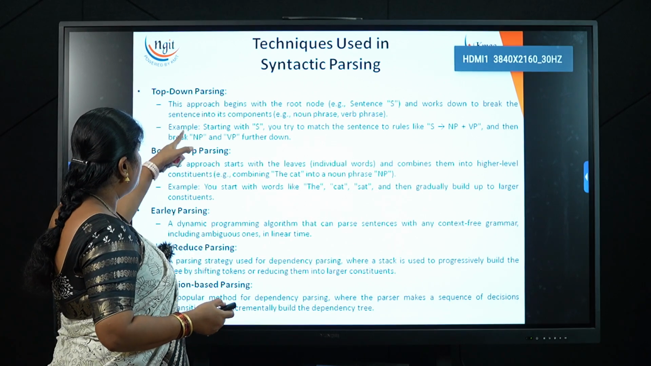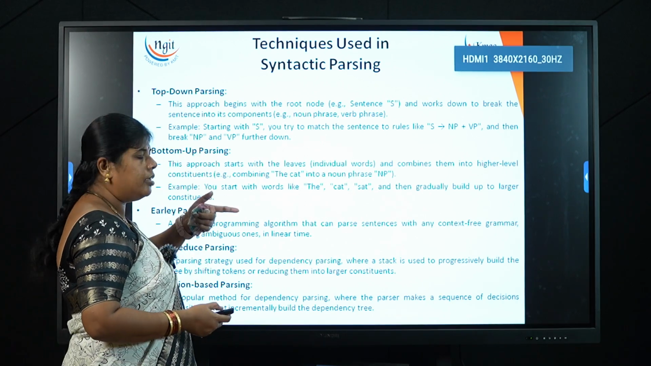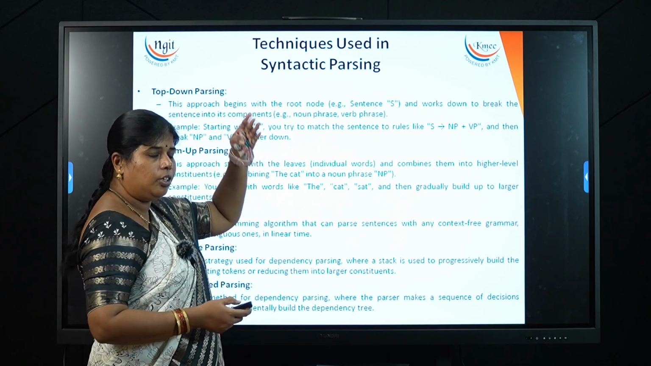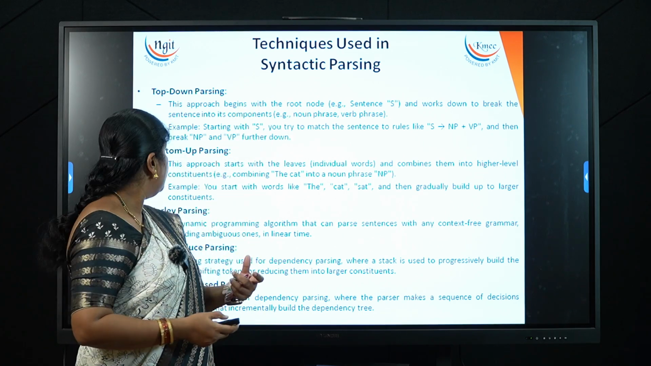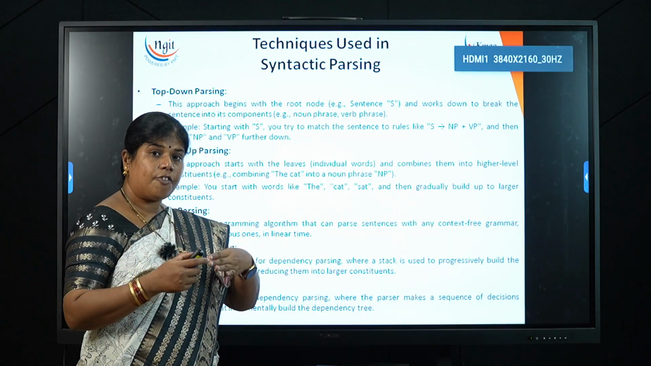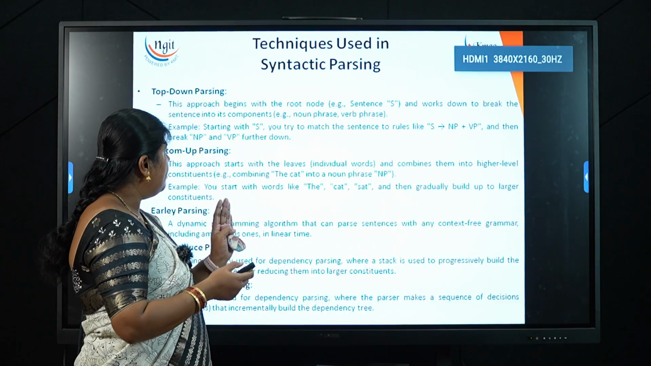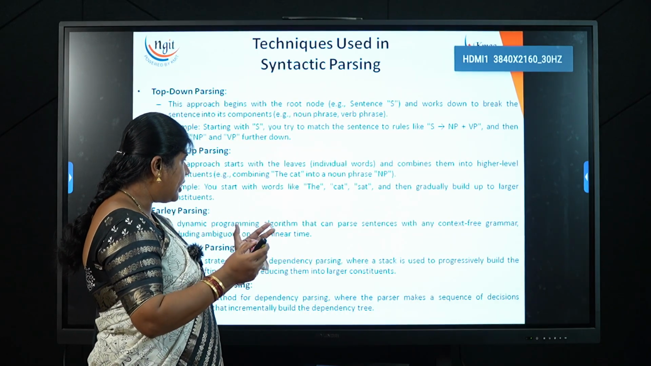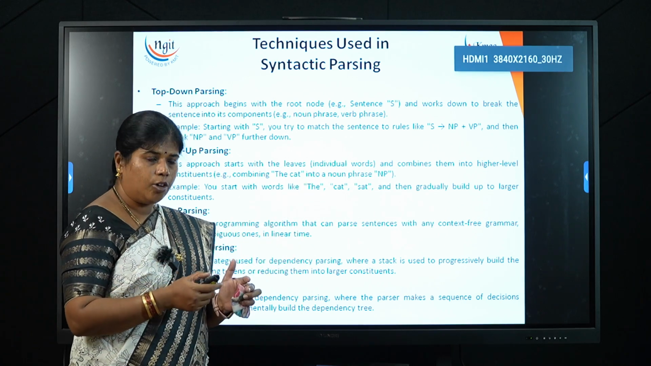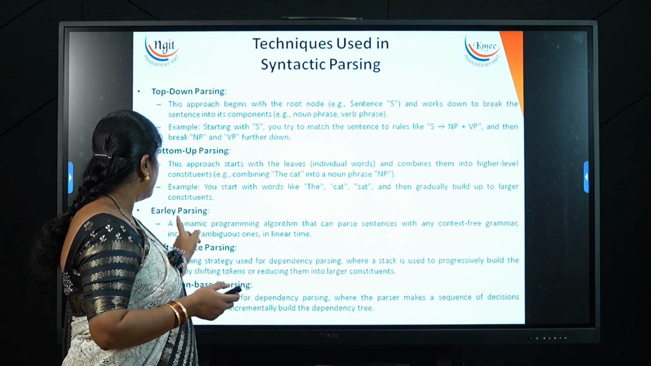Okay, top down parsing. In top down parsing, as the name suggests, you will start from which node? Root node, and you will go level by level to the leaf node. Bottom up parsing, what am I doing in bottom up parsing? I will start from the leaf node, meaning whatever words are at the leaf node, I will combine. "The cat" will be combined together in a noun phrase. So that I am doing in bottom up parsing.